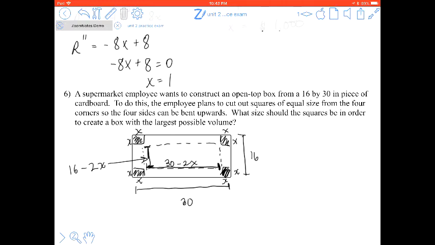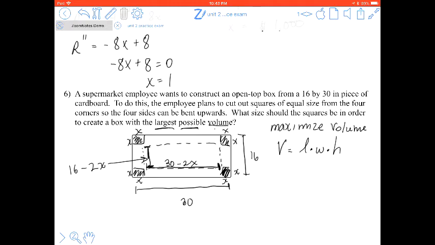Now, the question here is, well, we need to create a box with the largest possible volume. In other words, they want a box with maximum volume. They want us to maximize volume. So this is an optimization problem. They've kind of hidden it in the fact that they don't actually use the word maximum, but they say the largest possible volume. So we need to maximize volume. Now, the volume of a box is length times width times height.